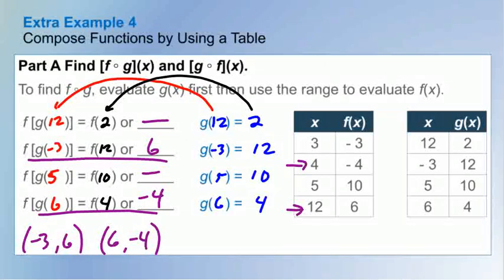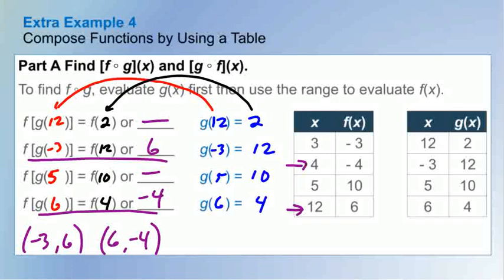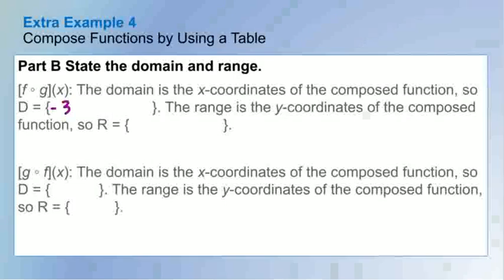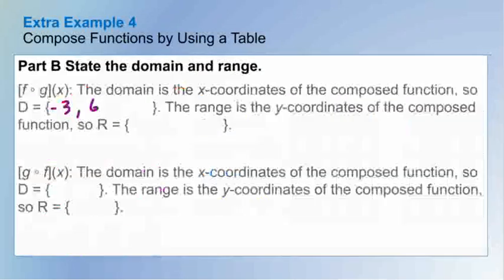So if I come to here, we can now write our domain and range. So again, going back, our domain is -3, 6. So -3 and then 6. Our range would be 6 and -4. Let me put that in order. So -4 and a 6.